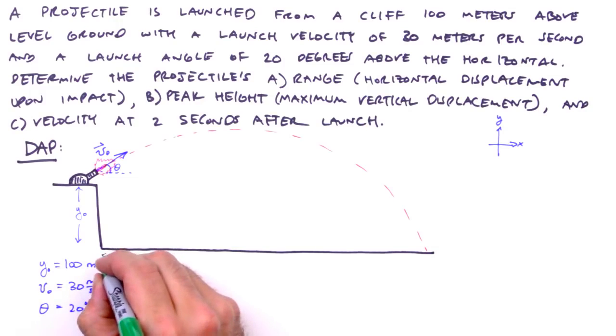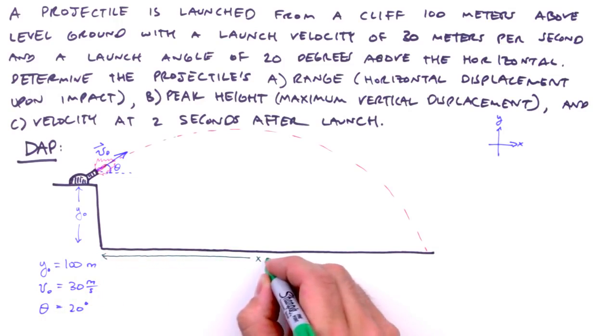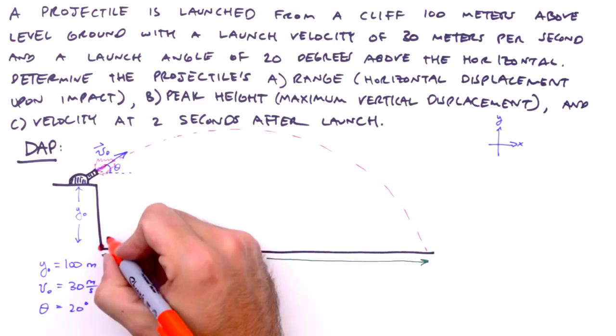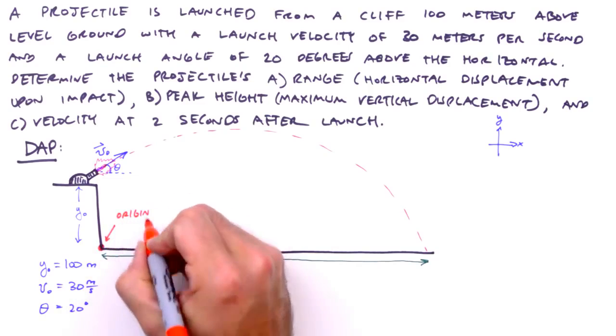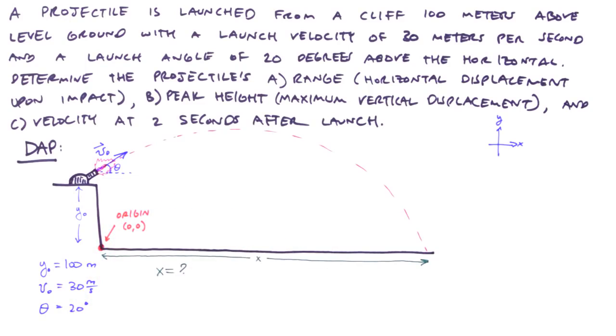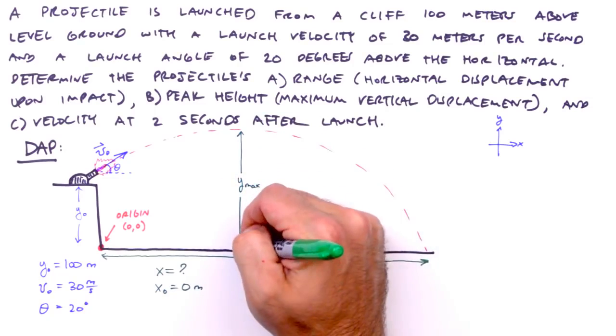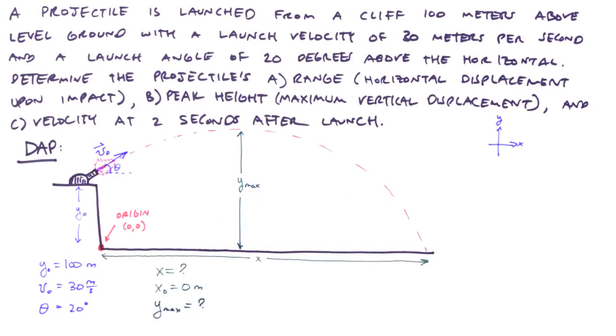The first unknown we're tasked with determining is the projectile's horizontal displacement upon impact, its range. We'll label this x. And by doing so, we've implied the location of the origin, so let's indicate that on our picture. Now it should be clear to see that our projectile's initial position along the x-axis is 0 meters. We'll label the maximum vertical displacement, that is to say our peak height, as ymax.